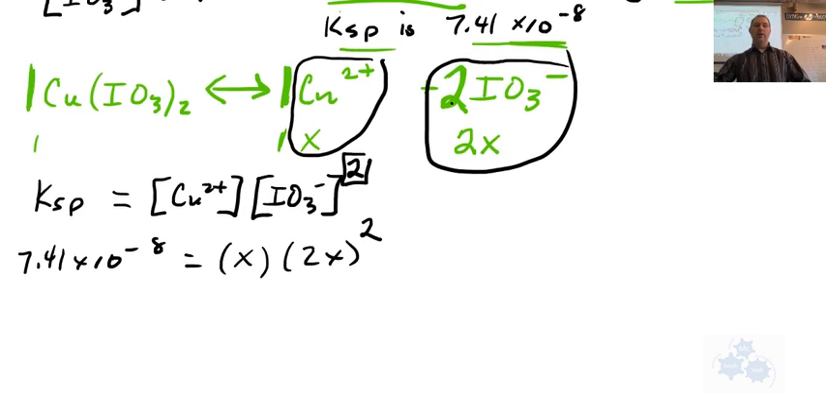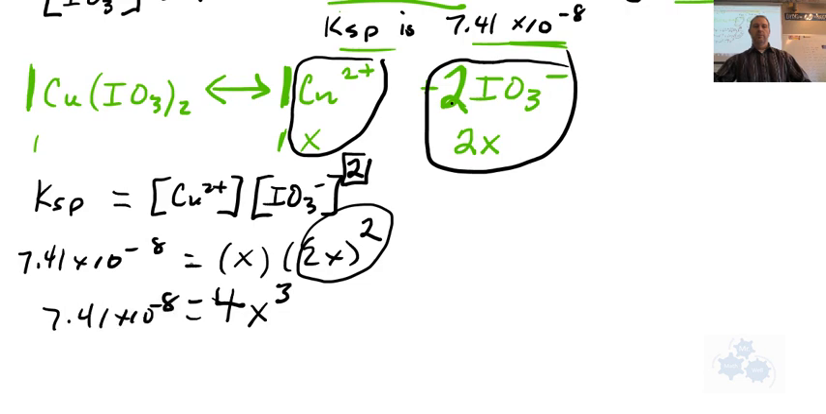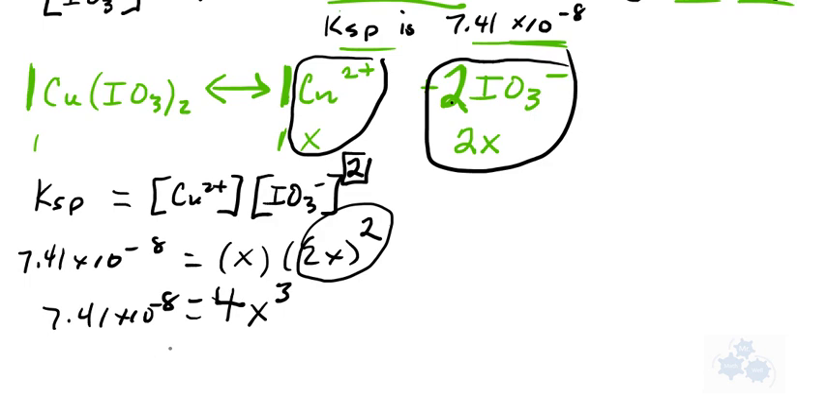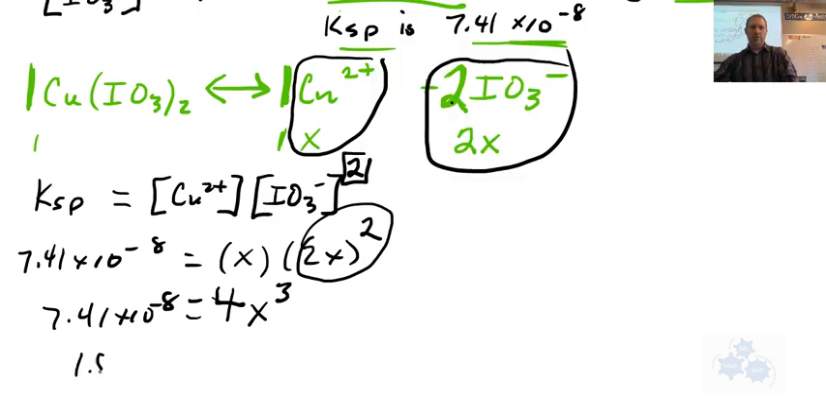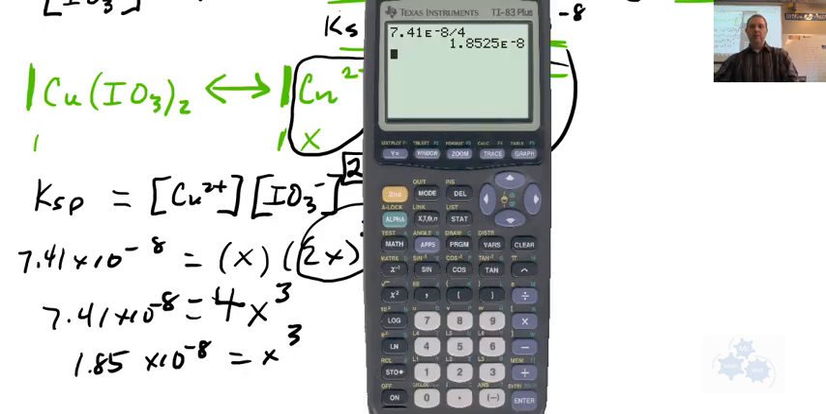All right, so that's what you really want now. Now you want to solve for x. On this side we have 4x squared times x. That's going to be 4x cubed. So 7.41 times 10 to the negative 8, we divide that by 4, because we want to get x by itself, so let's divide by 4 first. 7.41 times 10 to the negative 8 divided by 4 gives 1.85 times 10 to the negative 8 equals x cubed.